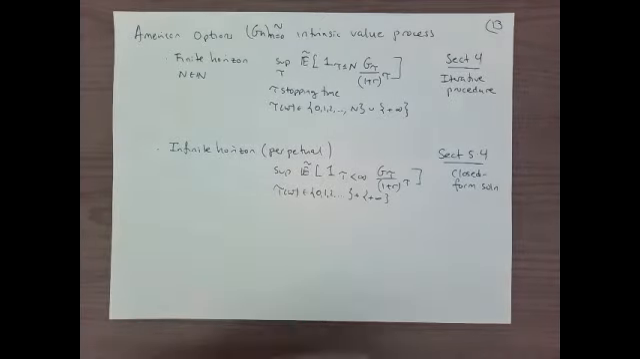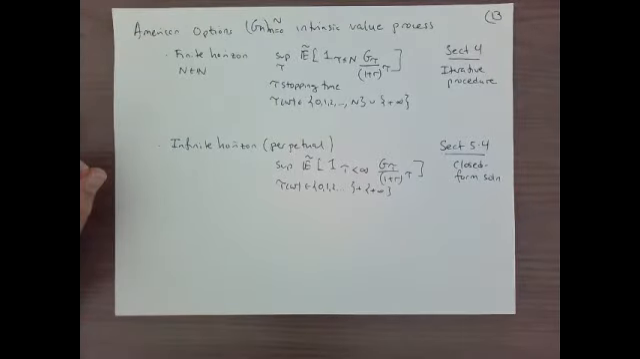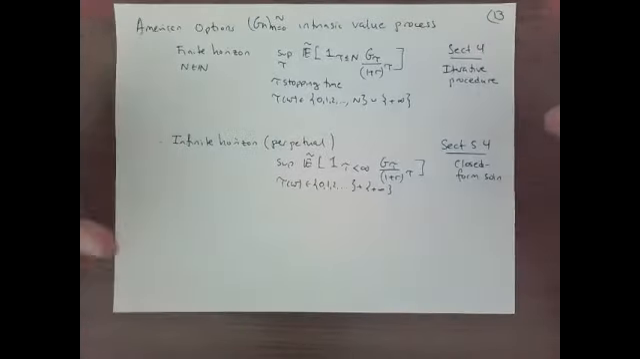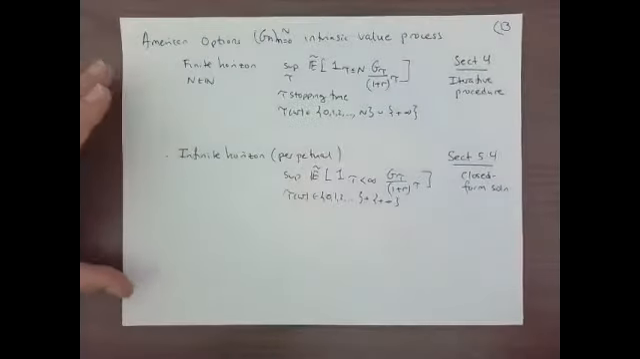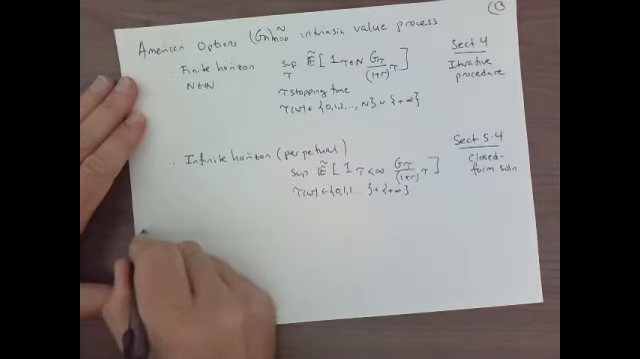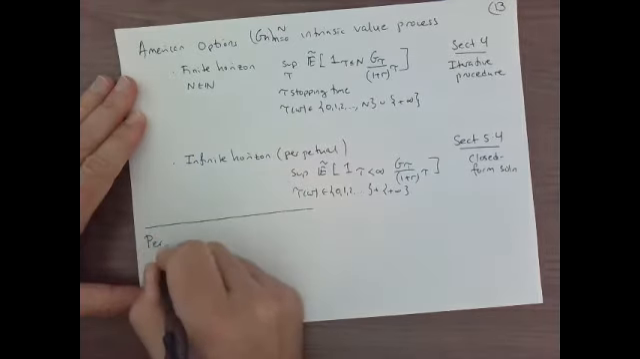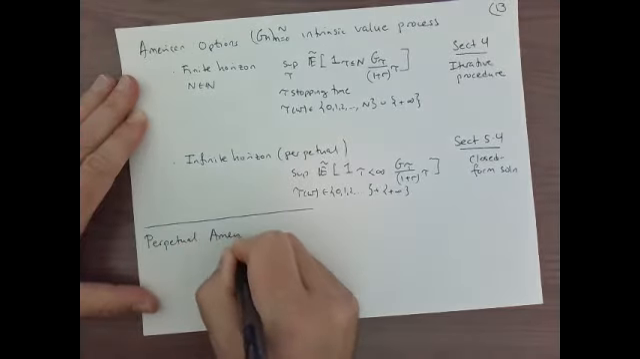So what I'm proposing is that we look a little bit at this infinite horizon case, because this is where there is a closed form solution, and it really uses what we just did. Right, so the perpetual American put.